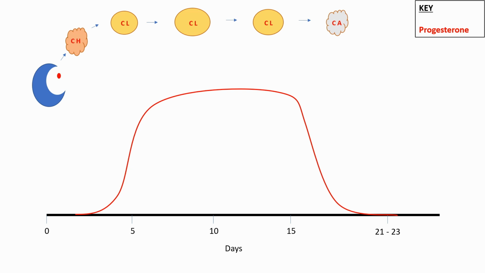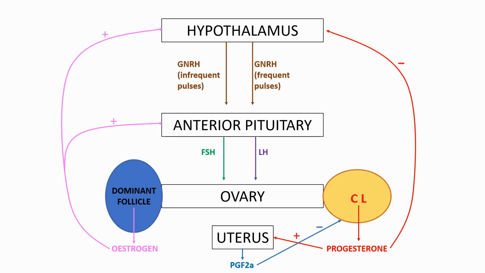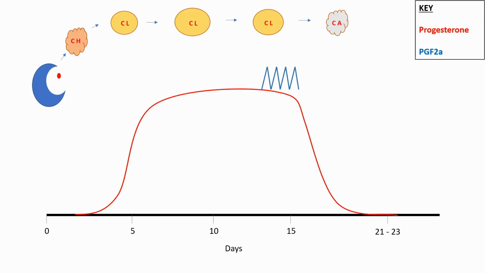The CL produces progesterone. So it will ramp up once ovulation occurs, and about day 3 to 5 it will be at its peak, and it will just plateau until it eventually luteolyses. As we can see, the progesterone has a positive feedback on the uterus, which means eventually the endometrium of the uterus will produce prostaglandin F2 alpha. And what prostaglandin F2 alpha does is it stimulates luteolysis of that CL. So that CL will undergo apoptosis and die off, and that is what stops the progesterone from being produced.